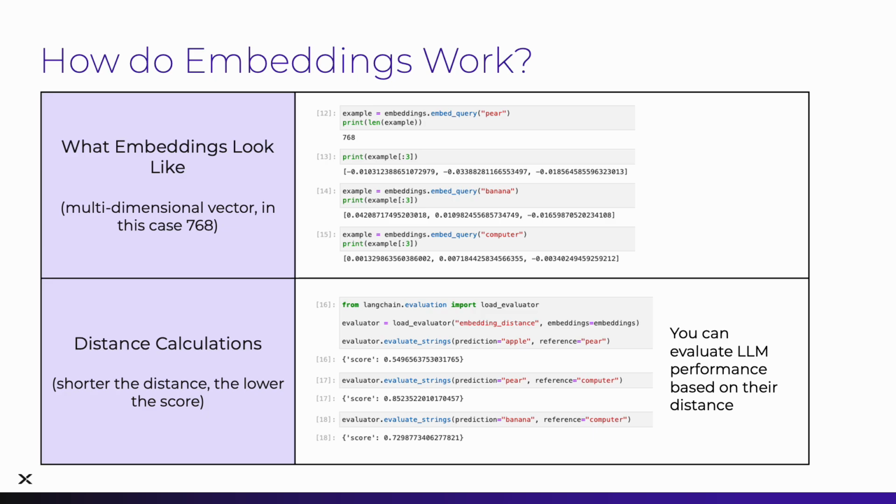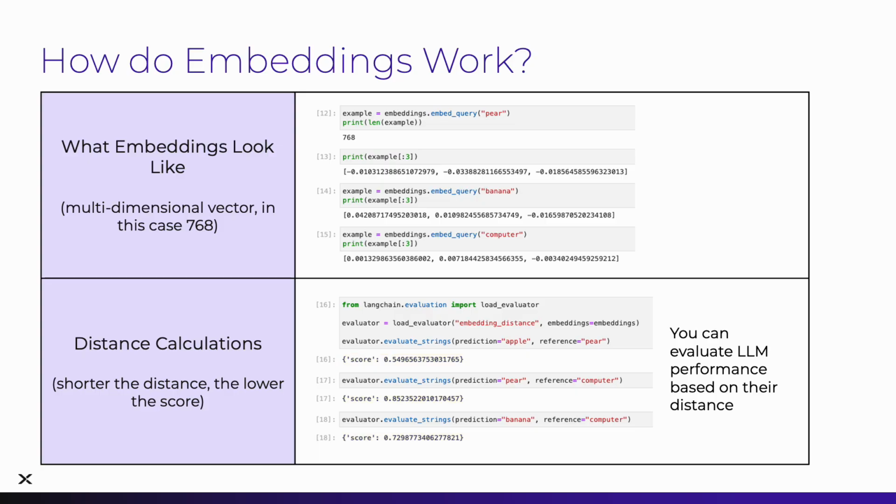Looking at this with a partial code sample using LangChain, we can embed a few pieces of text and see the partial vectors that are being generated. We're just looking at the first three dimensions, but we can see what that kind of looks like. And then using an evaluator to calculate the distance, we can evaluate what the distance is between two strings. So for example, apple and pear are relatively close together compared to something like pear and computer or banana and computer.